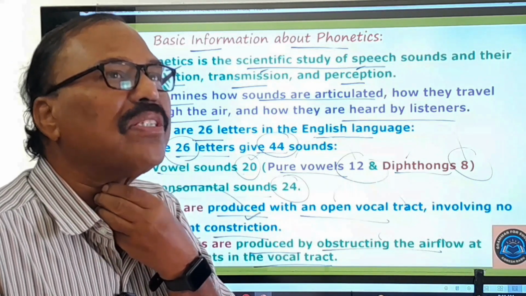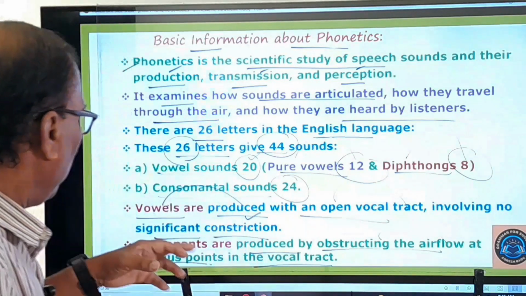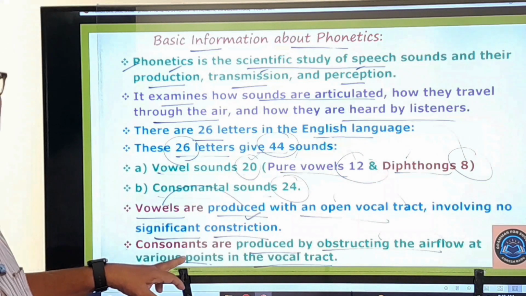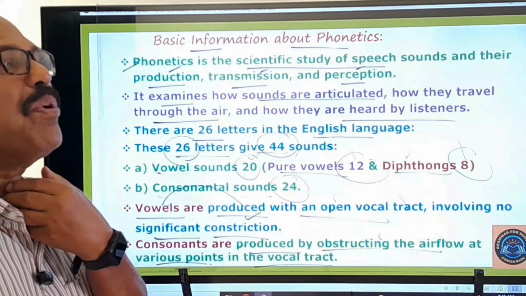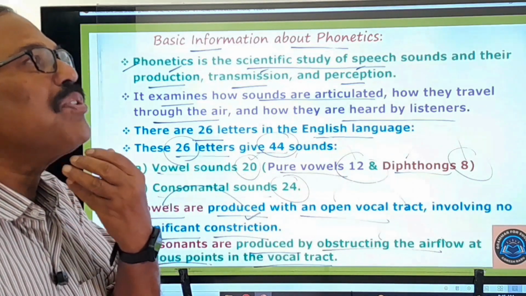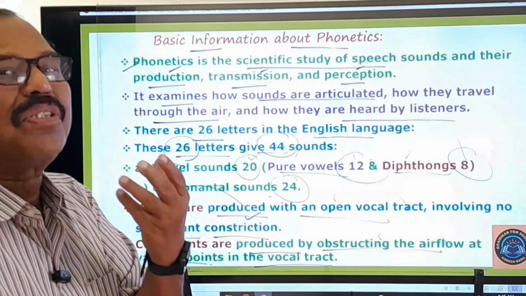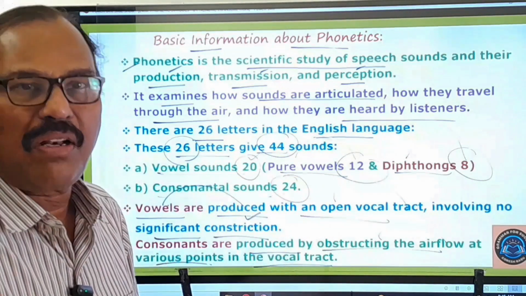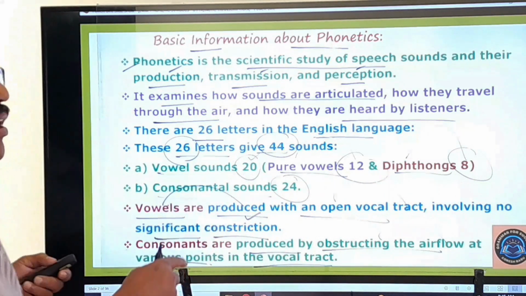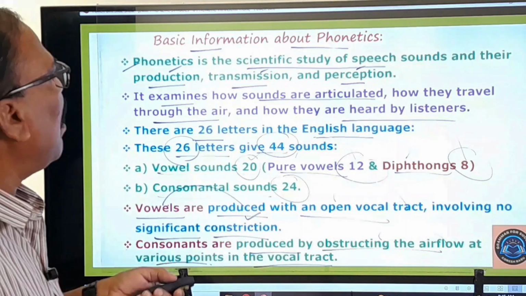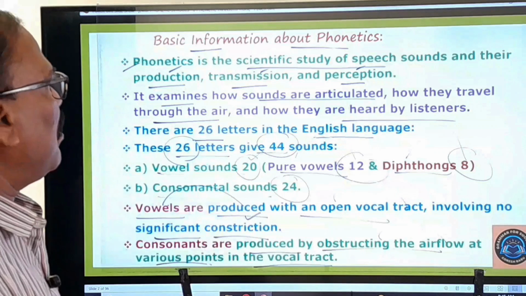So you stop this flow of air at various points in order to produce these consonantal sounds. Whereas vowel sounds are produced without any constriction or obstruction of the vocal cords, consonantal sounds are produced with the obstruction of the vocal cords at various points. That's very important. Where and how, we are all going to learn in the other slides. And this is the basic information about phonetics.